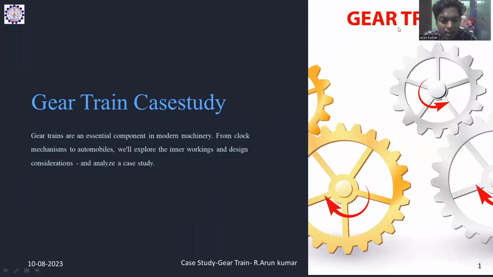Good evening. In this lecture series, we will look at a case study of a gear train. First of all, what is the meaning of a gear train? Gear trains are an essential component in modern machinery, from clock mechanisms to automobiles. We'll explore the inner workings and design considerations and analyze a case study.